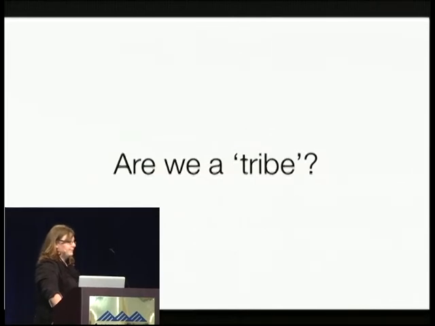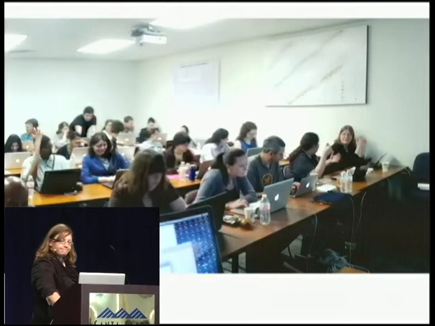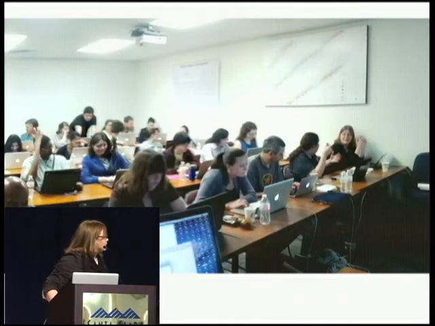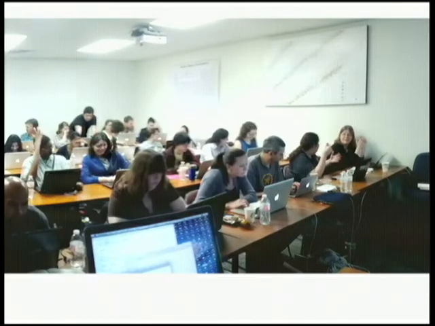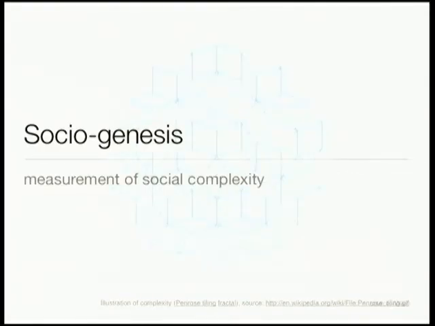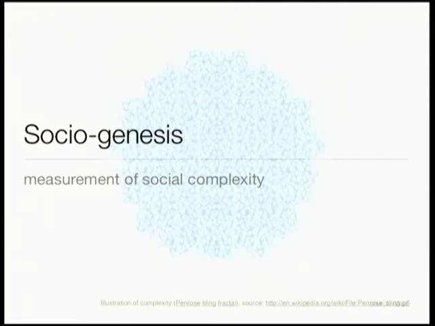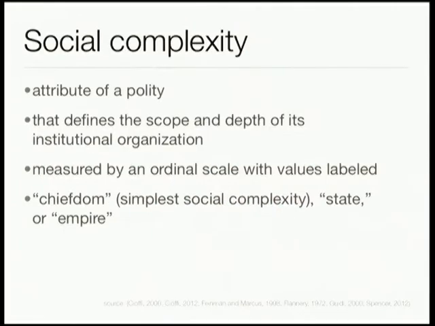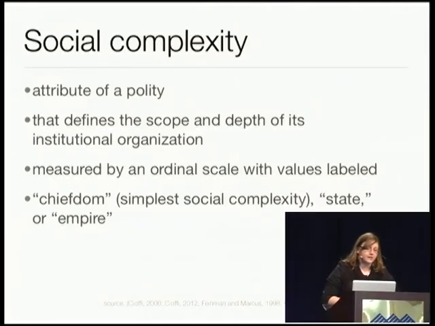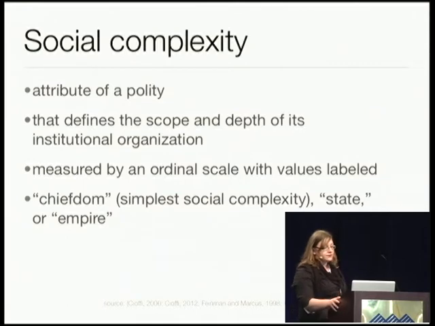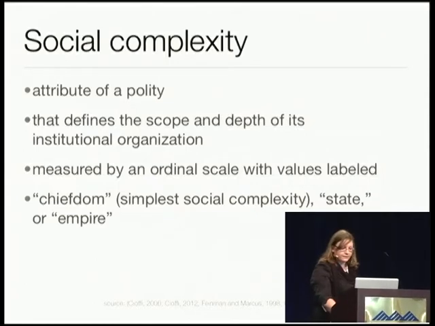So are we a tribe? Well, I'll argue today that we're more state-like than tribe-like. When I submitted this talk, I used tribe because I think it was a better word. We're going to look at our measurement by looking at sociogenesis, a measurement of social complexity, on where we are on that tribe, chiefdom, state, empire scale. Social complexity is an attribute of a polity that defines the scope and depth of its institutional organization and is measured by the ordinal scale that we had just discussed.